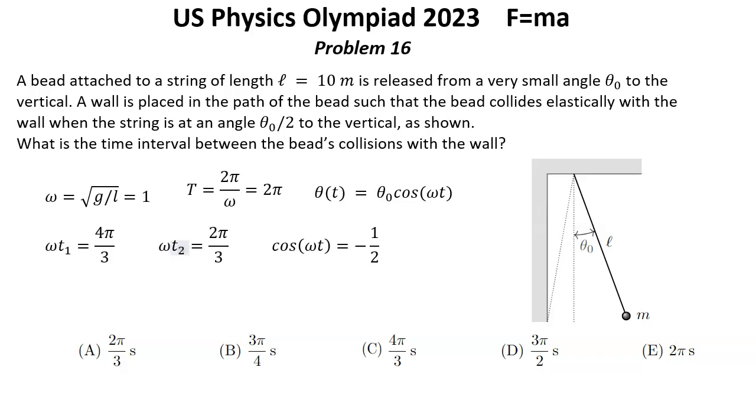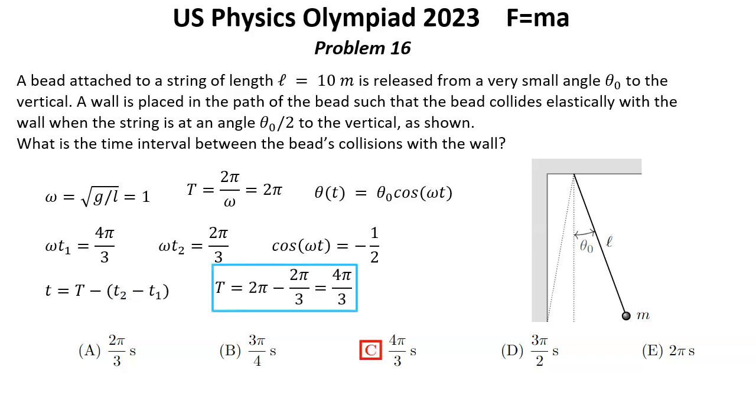The moments when the bead reaches the wall, in the position when cosine equals negative 1/2, are t1 and t2. So we need to exclude from this oscillation the time from t1 to t2, and the total time between collisions will be period minus (t2 minus t1), which is 4 pi over 3. That's answer C, and that was the solution for problem number 16.